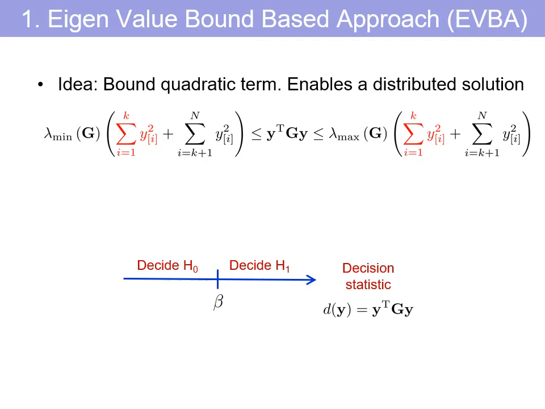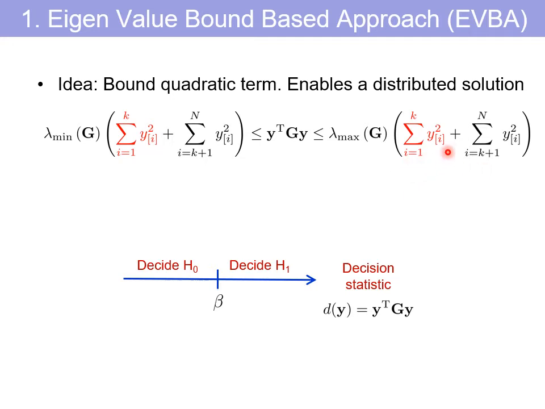So here is the first approach that we propose to tackle correlation, and it is called the eigenvalue bound based approach, EVBA in short. The idea is relatively simple, but it uses a neat trick. Recall that the decision statistic is this quadratic y transpose G y. Now I can use eigenvalue bounds, very classical bounds, to upper bound it and also lower bound it. The upper bound would be the largest eigenvalue of the matrix G multiplied by the Frobenius norm squared of the measurement vector y. And if you open it up, it consists of two components.